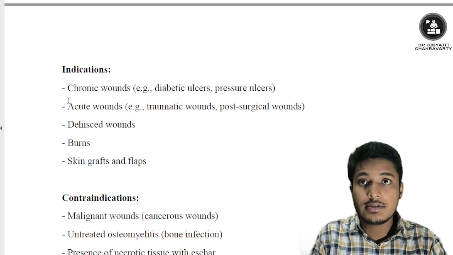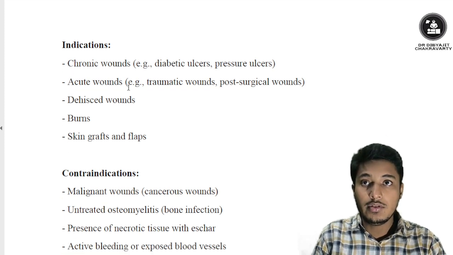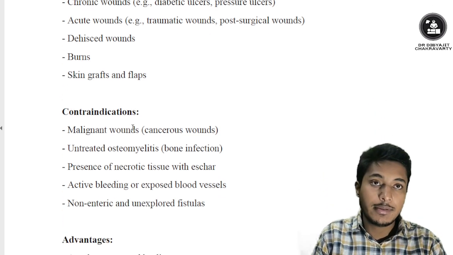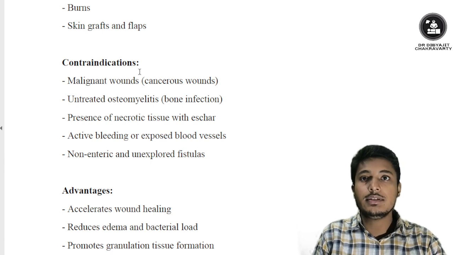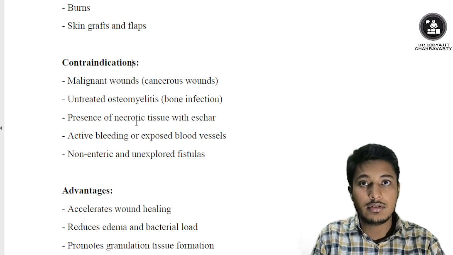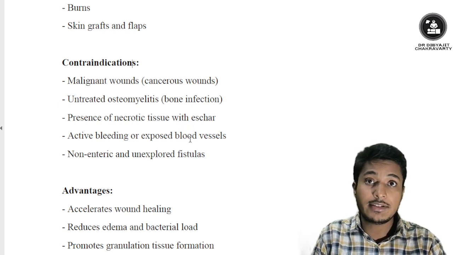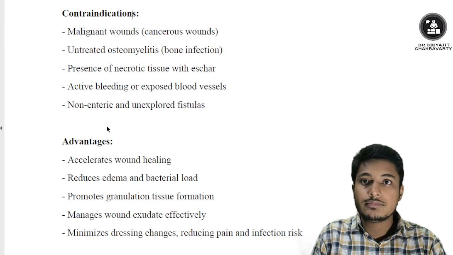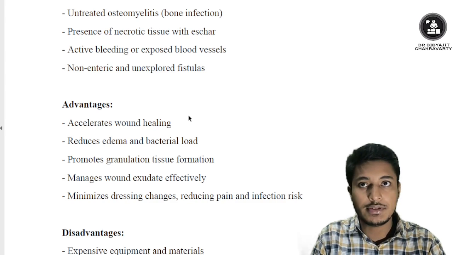Now, what are the indications? As we have already discussed, chronic wounds, acute wounds, burns, skin grafts, and flaps. In these cases, we can use negative pressure wound therapy. It is usually contraindicated in cases of malignant wounds, untreated osteomyelitis, presence of necrotic tissue and debris in the base, actively bleeding or exposed blood vessels, and non-enteric exposed fistulas. Also, we should avoid negative pressure wound therapy in these cases.